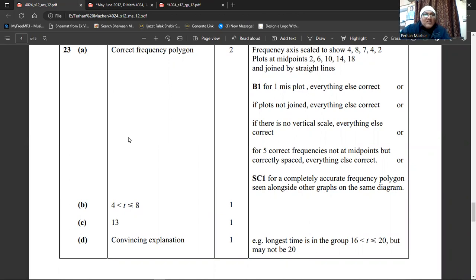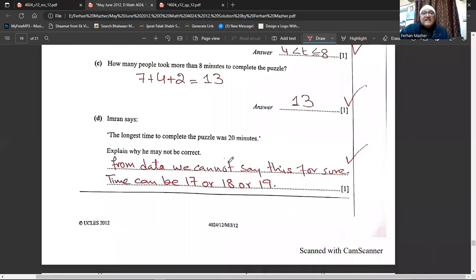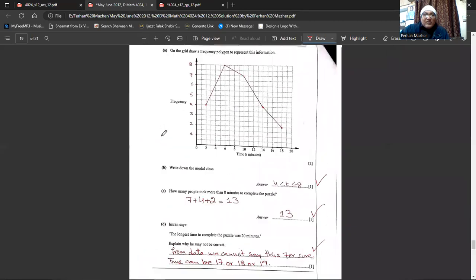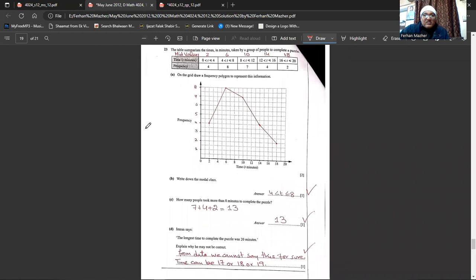Okay, a convincing explanation, for example: the longest time in the group is from 16 to 20, but may not be 20. It can be 17, it can be 18, they might have taken 19 minutes. So I hope you understand. This is my answer. Let me reduce the size so you can see the whole question together. Okay, this is how the frequency polygon and the whole question is done.